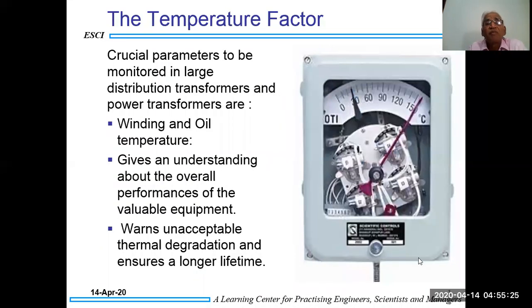Now we have a temperature factor. We have an OTI, as written on this, oil temperature indicator, and WTI, winding temperature indicator. Crucial parameters to be monitored in large distribution transformers and power transformers are winding and oil temperature. It gives an understanding about the overall performance of the valuable equipment. That means the oil temperature indicator and winding temperature indicator will give you the performance of the transformer. They warn of unacceptable thermal degradation and ensure a longer life.